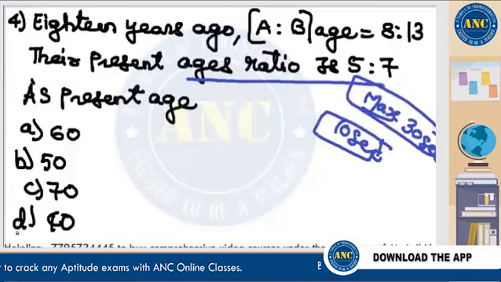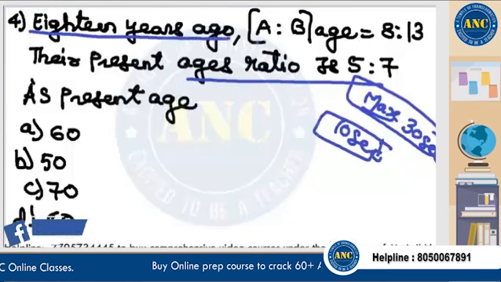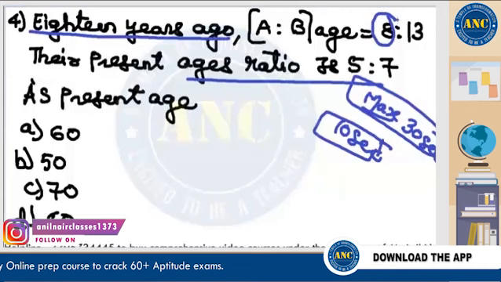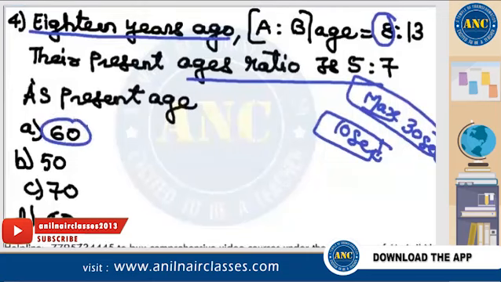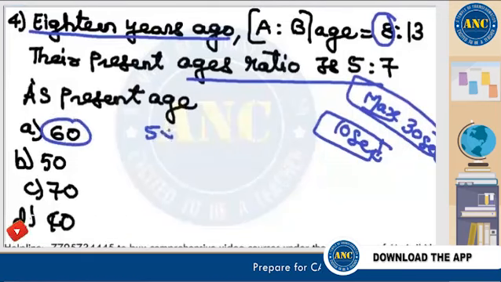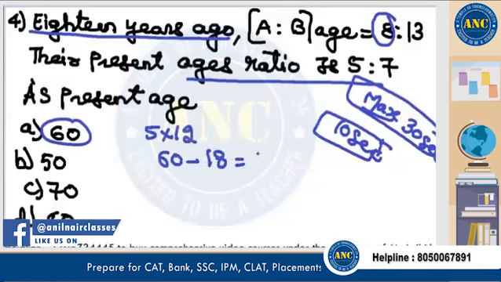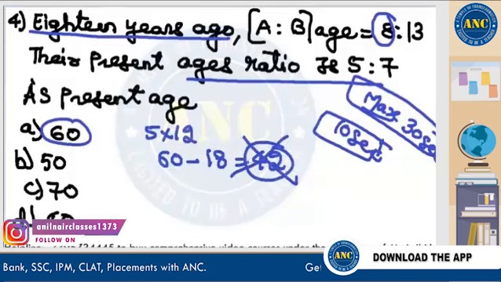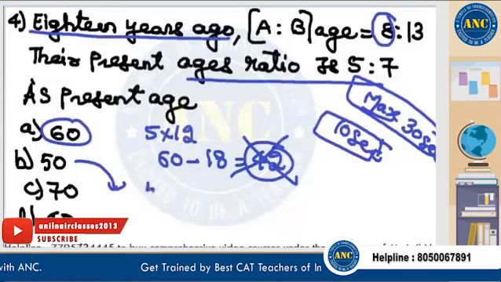The present ages ratio is 5:7. 18 years ago, the ratio of A is to B is 8:13. So A should be a multiple of 8. If I take the answer 60, 5 12s are 60. 18 years ago, 60 minus 18 is 42. 42 is not a multiple of 8. Delete it.